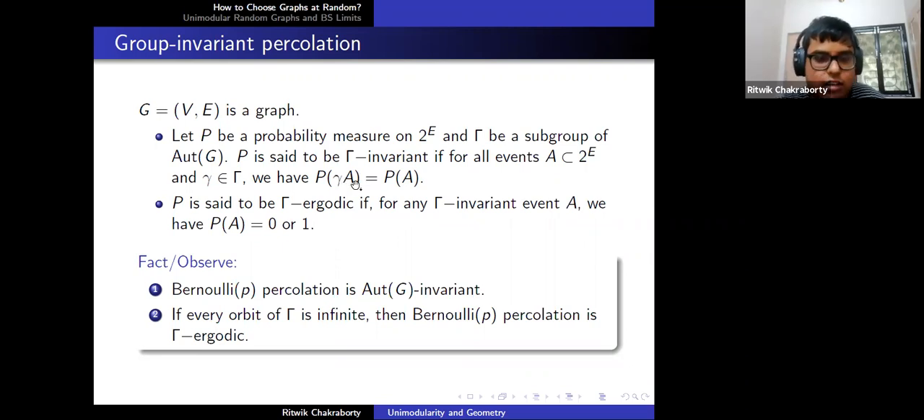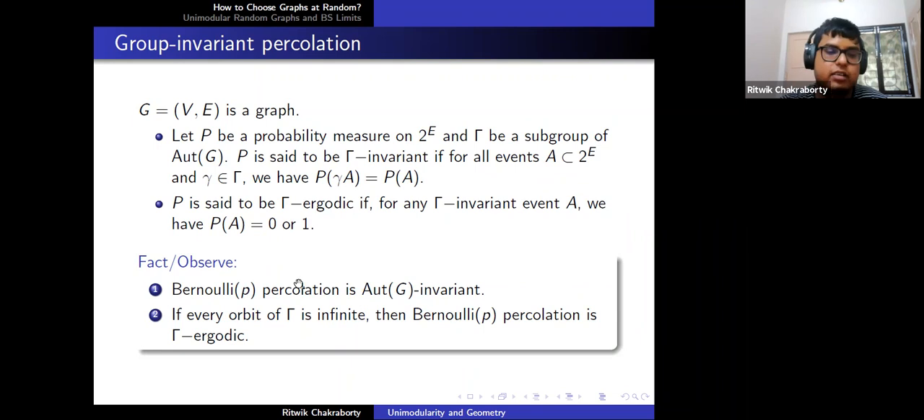A is an event, it's a collection of subgraphs. So gamma of A is nothing but the collection of the images of each subgraph in A under gamma. That's what gamma of A is. And P is said to be gamma ergodic if for any gamma invariant event A, we either have that the probability that A occurs is equal to zero, or the probability that A occurs is equal to one. So either it almost surely occurs, or it almost surely does not occur.